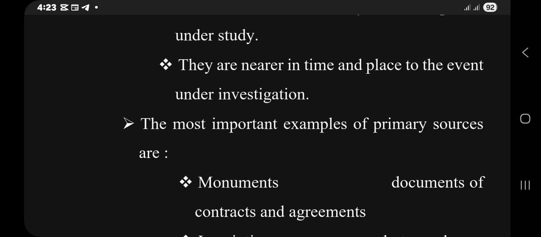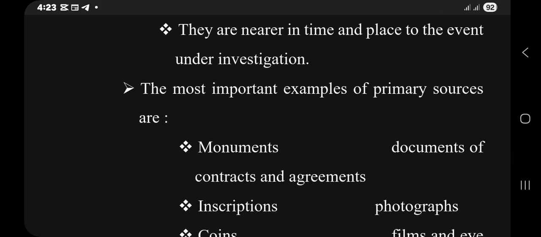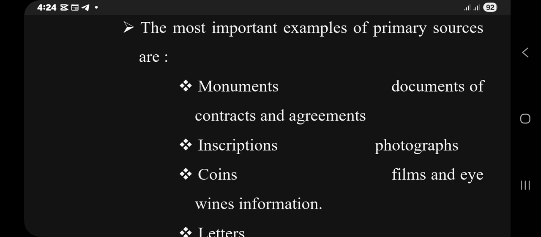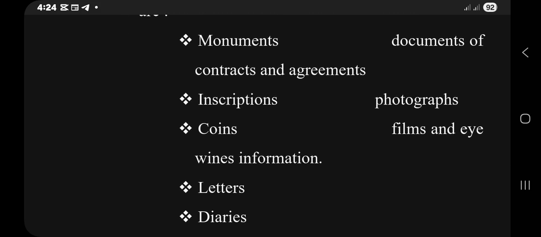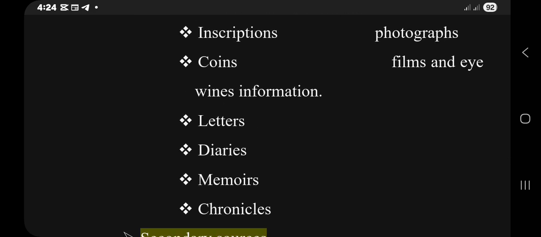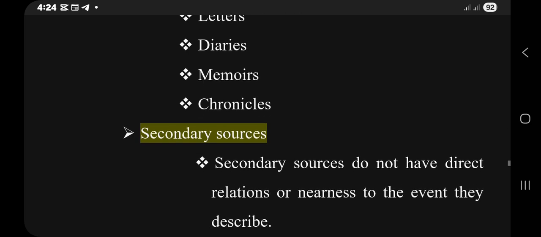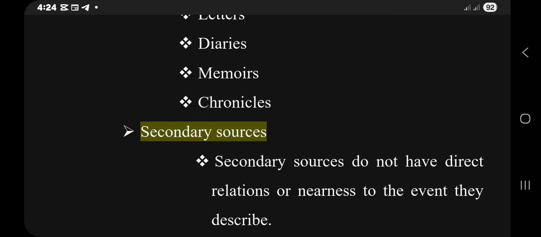The most important examples of primary sources are monuments, documents of contracts and agreements, inscriptions, coins, photographs and films, and eyewitness information, letters, diaries, memos, and chronicles. These are primary sources. The second type of source is the secondary sources.